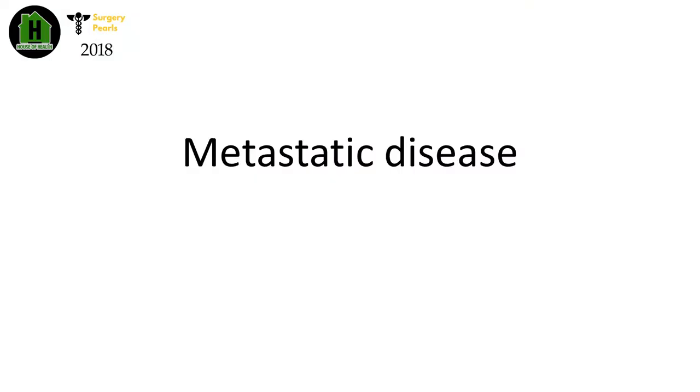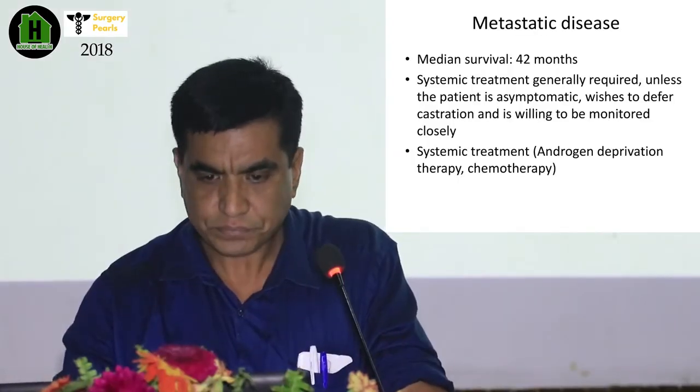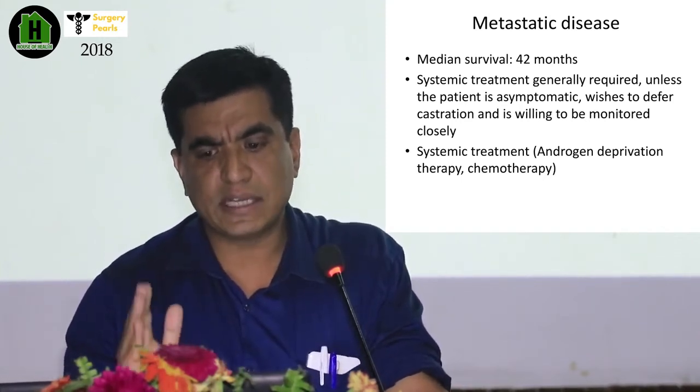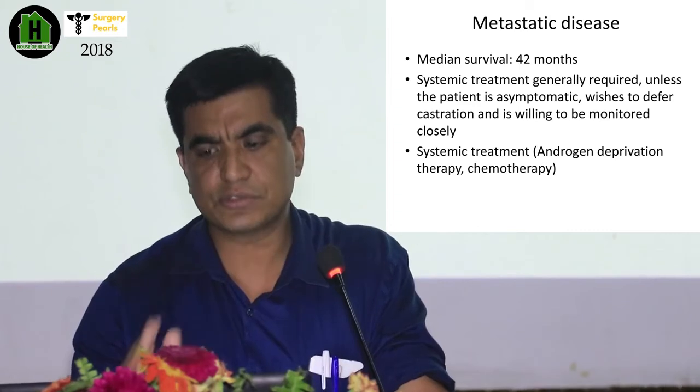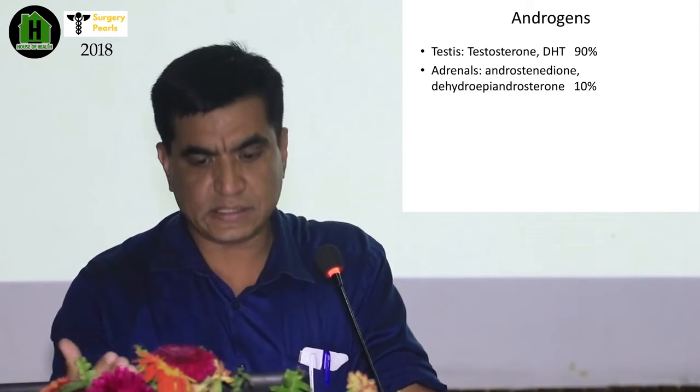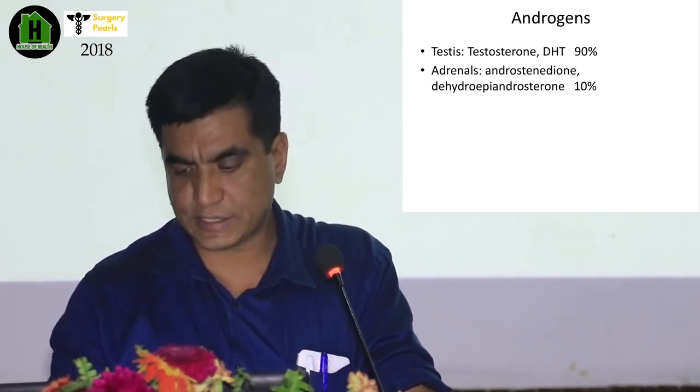What about metastatic disease? Metastatic disease is the kind of patients which we frequently encounter in our country. Median survival is just 42 months, and systemic treatment is generally required unless the patient is asymptomatic or wishes to defer castration, or doesn't want to get castrated. By systemic treatment, we mean some form of androgen deprivation therapy or chemotherapy. So something about androgens: more than 90% of the androgens are secreted by the gonads, and the remaining 10% are secreted by the adrenal glands.